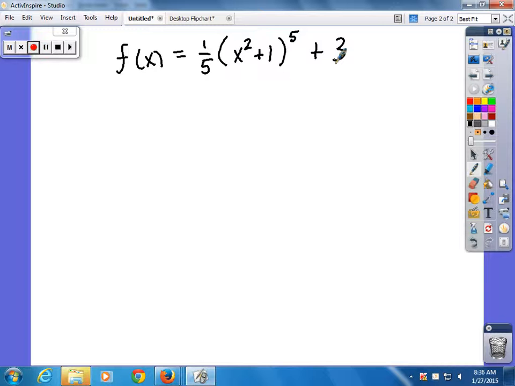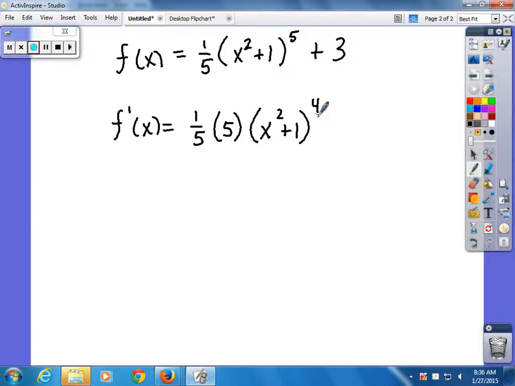So if you took the derivative of this, just take the derivative using your chain rule, that goes to 0. You're going to get f prime of x is equal to, bring that out, that's going to be 1/5 times what? 5 times x squared plus 1. 5 minus 1 is what? 4. And then what's the derivative here? 2x.